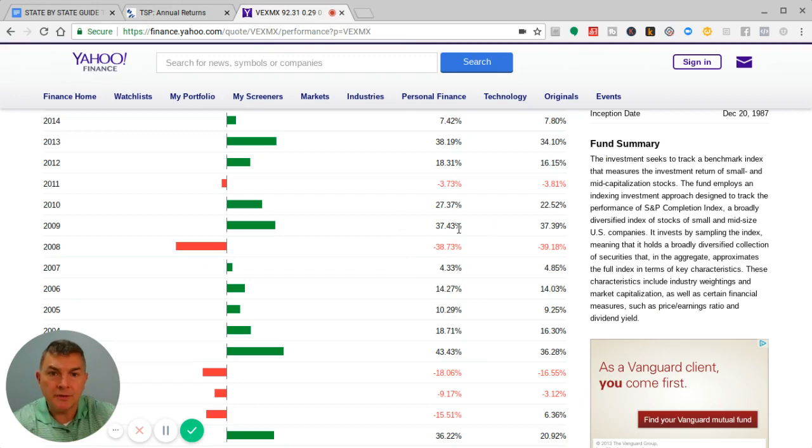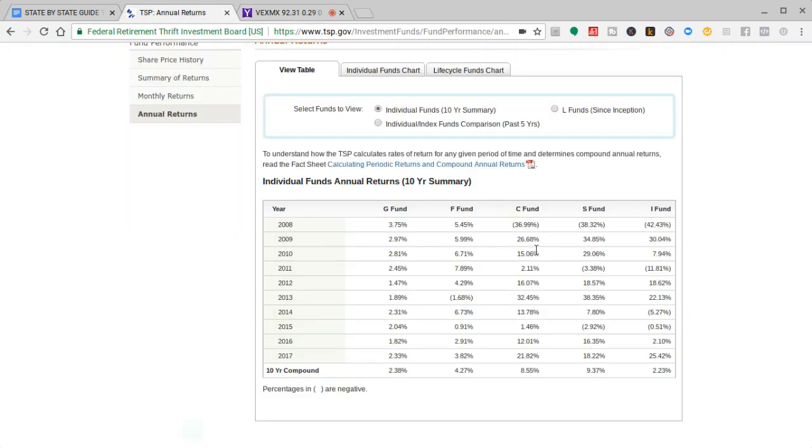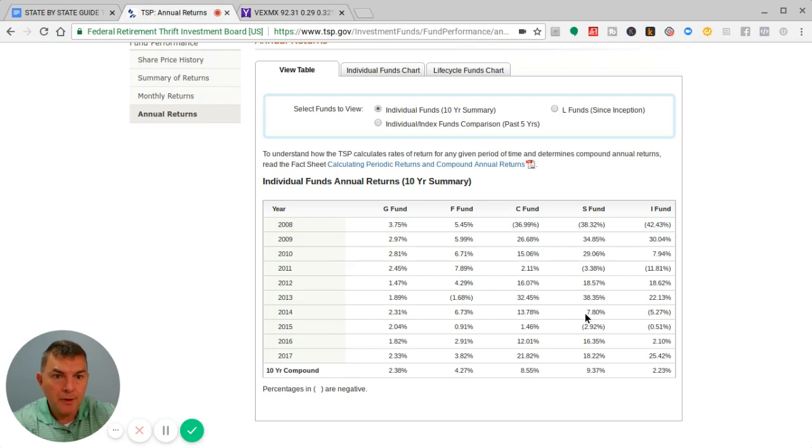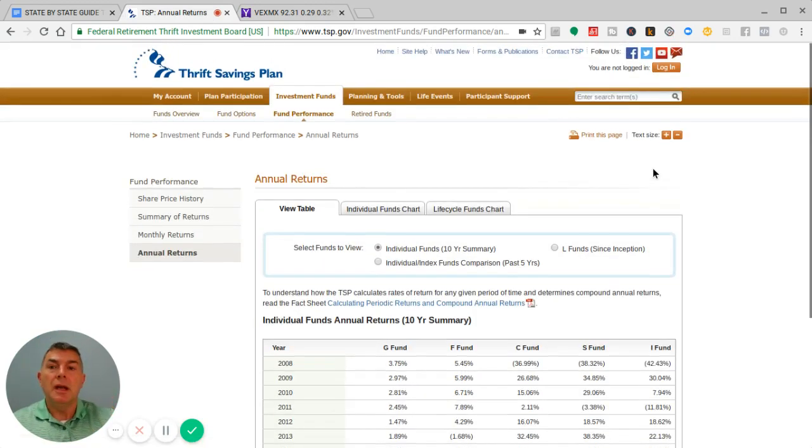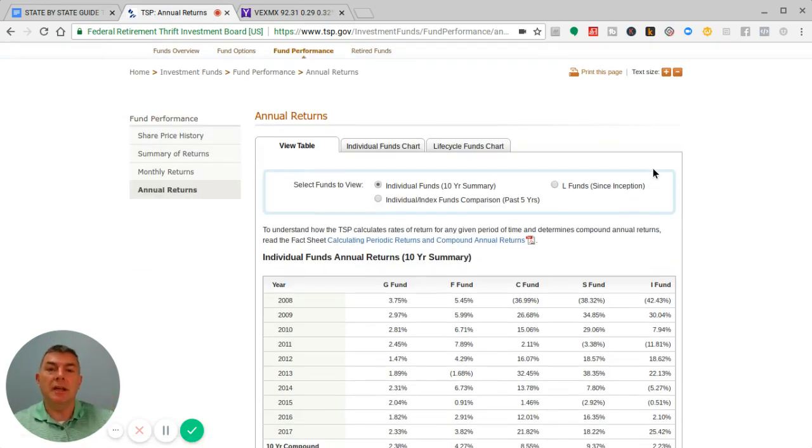The next year is up 37.43. The next year, this guy was up 34.85. So basically a lot of similarities to the extended market index from Vanguard, that's for sure. So at the end of the day, you've seen the risk of the S&P 500 or the extended market index fund, the S fund here. It can give you pretty good returns for sure.